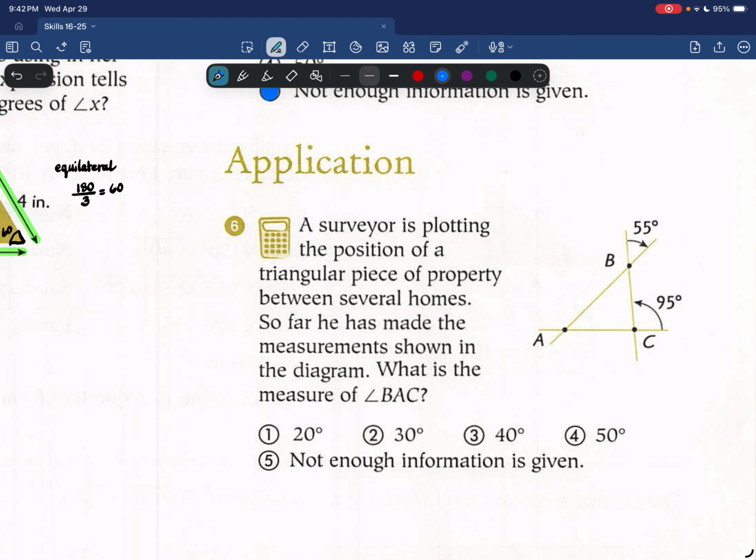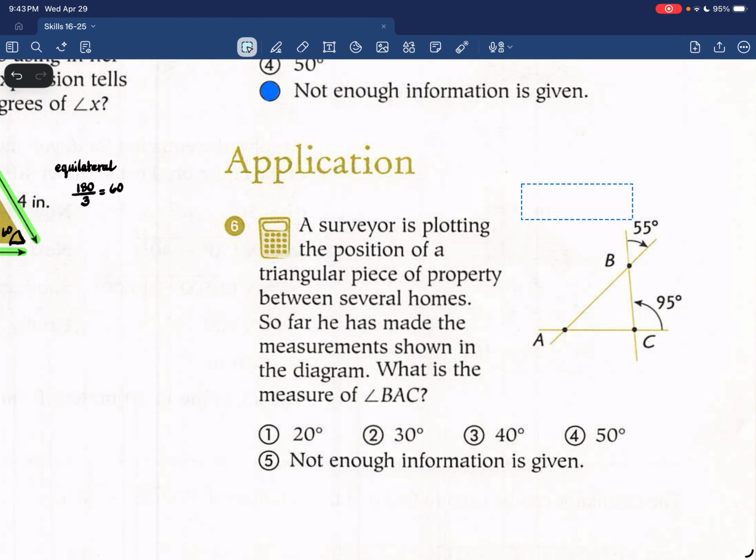Application. A surveyor is plotting the position of a triangular piece of property between several homes. So far, he has made the measurements shown in the diagram. What is the measurement of angle BAC?